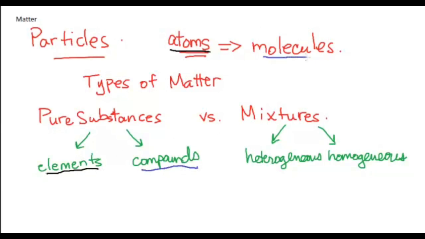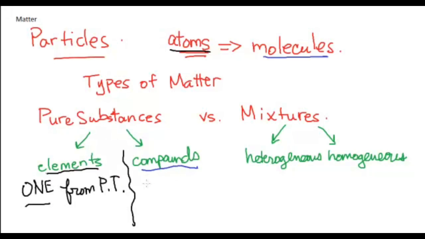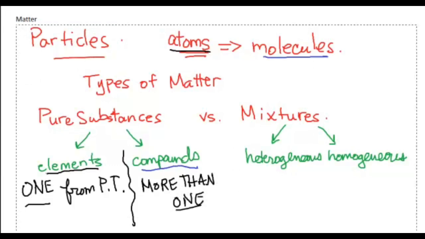Atoms make up elements, molecules make up compounds, and very simply you can think of it as an element is one thing from the periodic table, whereas a compound is more than one thing from the periodic table.